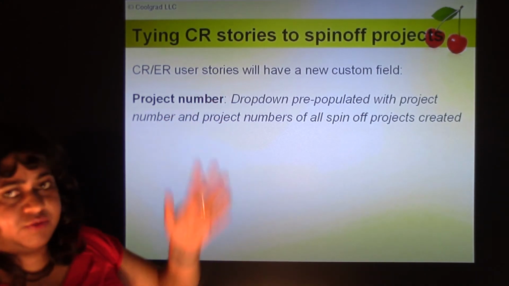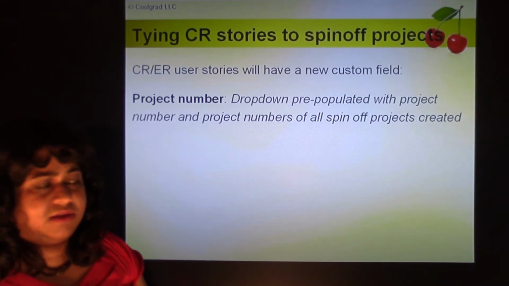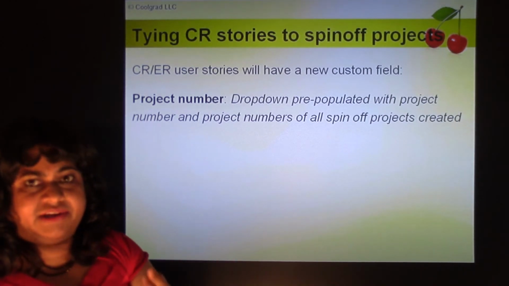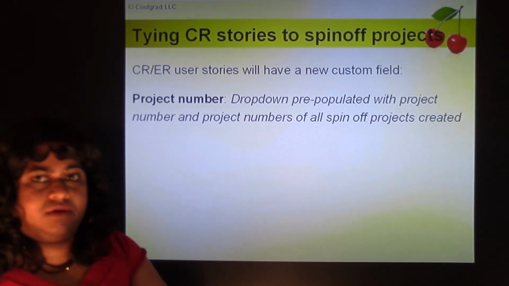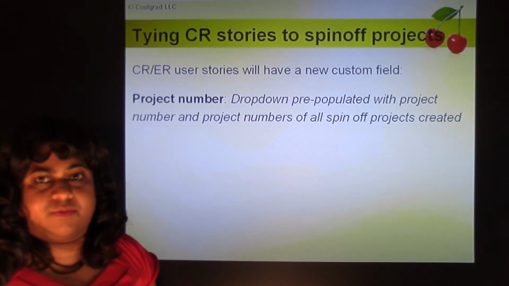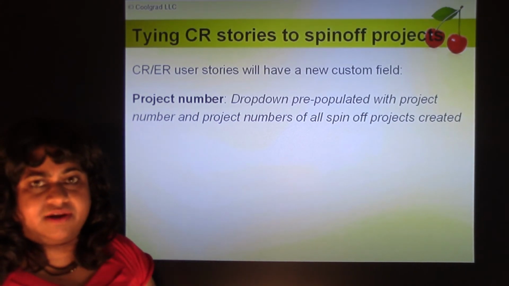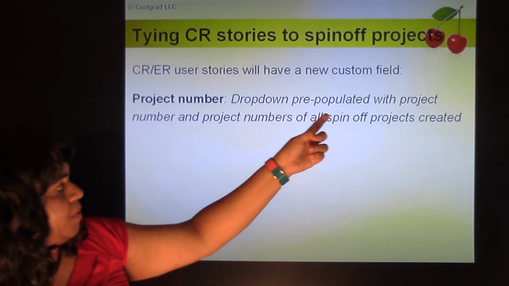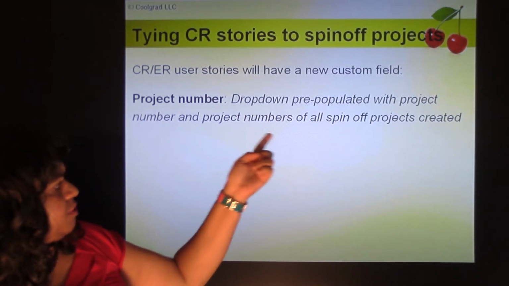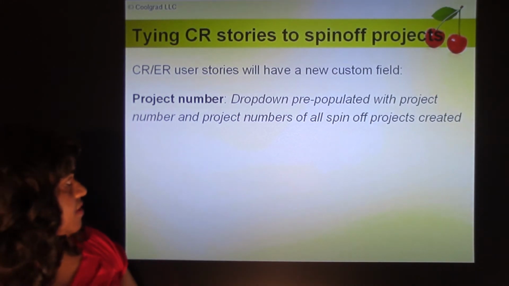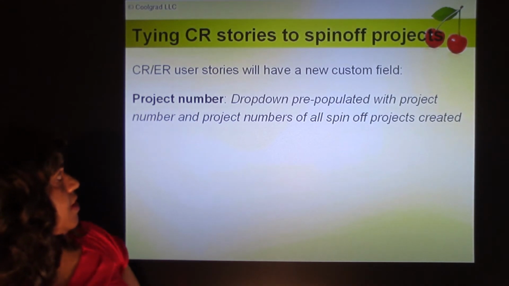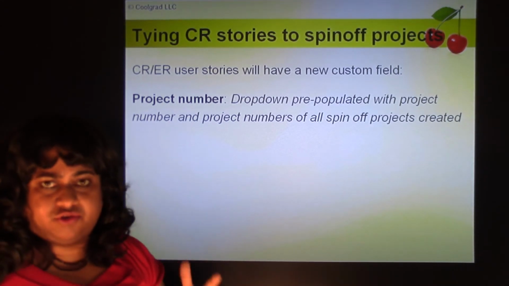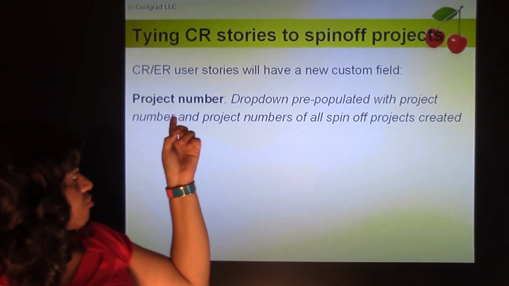So for CR stories which are spun off into new projects, that new project has a number, an ID. This is important for the payroll department and the finance department, so they have to know where the money is going, right? So usually the drop down must be pre-populated with the project number and the project numbers of all the spin-off projects created. So in every CR user story, it's important to have this drop down.